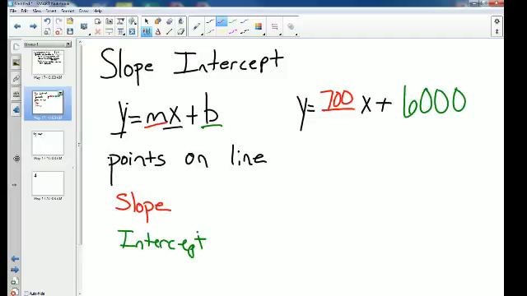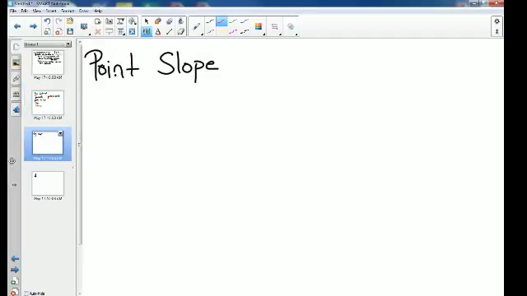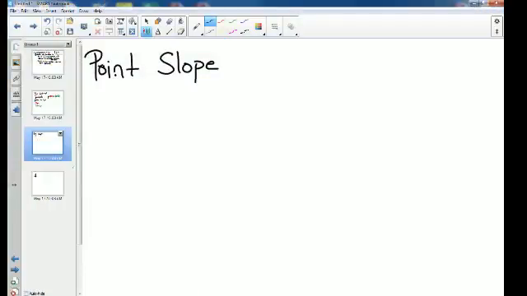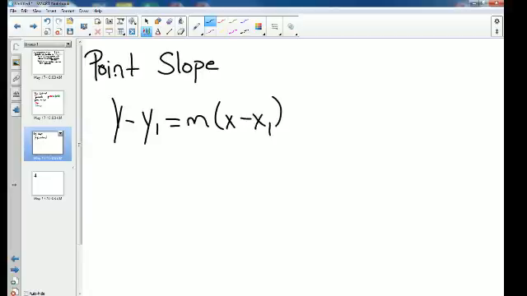Alright, and then point-slope form. The formula that you use is a bit bigger, but it can be much easier depending on the type of problem you are trying to solve. So point-slope form is y minus y1 is equal to m times (x minus x1). There's a lot of repeated stuff, but it's very similar to the last one.